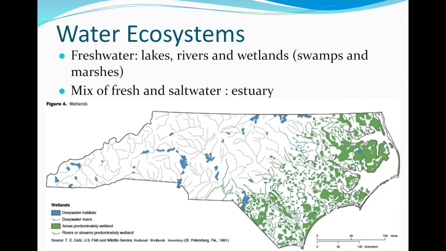So the water ecosystems, you've got freshwater lakes, rivers, wetlands, swamps, and marshes. All right, so that's typically what we'll see from that fresh. Then of course, estuaries are the mix of fresh and salt water. So those are the two different ones. You've got one that's all fresh, and then one that's a mix.